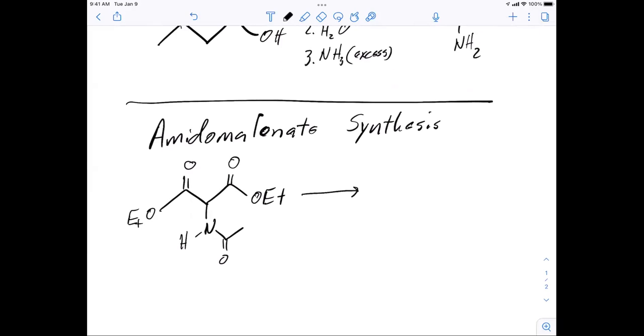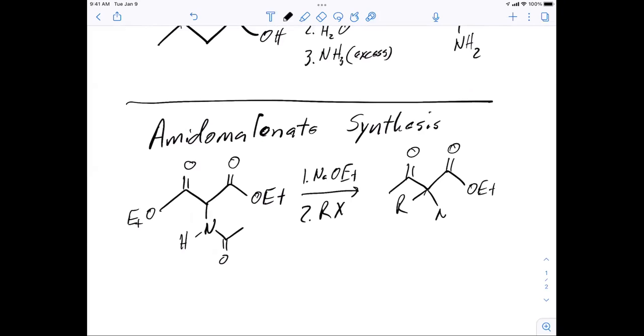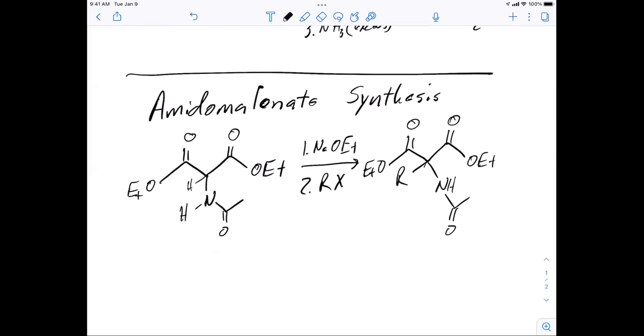And so like with our acetoacetic ester synthesis or the malonic ester synthesis, we react this with first our base that makes our enolate. And then second, we'll have that react with an electrophilic group. That now attaches that new R group. We still have our amide there, and we have the two esters, right? So all we've done is deprotonate, right? We pulled off that proton right there.